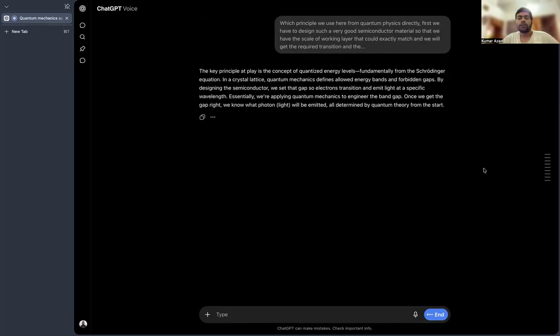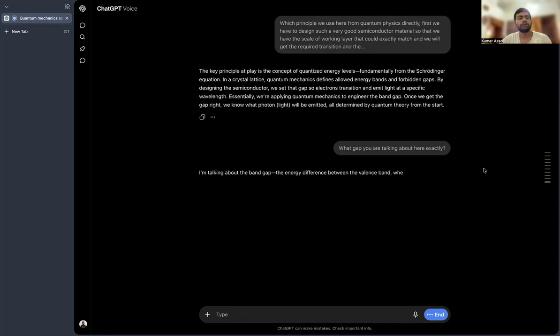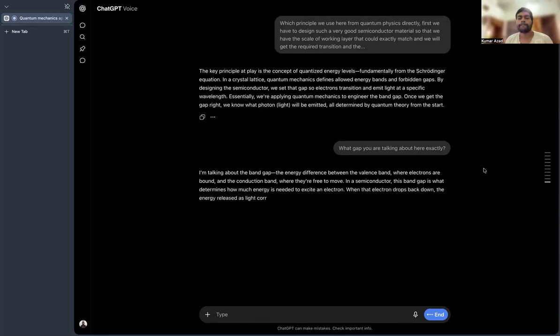Okay, what gap are you talking about here exactly? I'm talking about the band gap, the energy difference between the valence band, where electrons are bound, and the conduction band, where they're free to move. In a semiconductor, this band gap is what determines how much energy is needed to excite an electron. When that electron drops back down, the energy released as light corresponds to the gap. So the band gap is crucial, as it's what sets the color and energy of the emitted light in devices like LEDs.